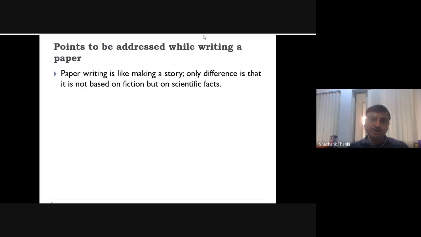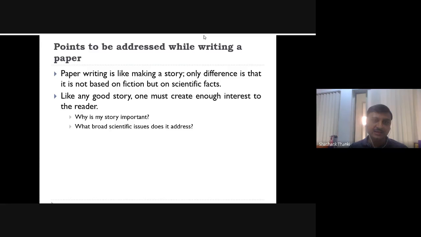Some of the important points to be addressed while writing a paper: it is like making a story, yes. The difference is it is not based on fiction. It is basically scientific facts. Why is my story important, what broad issue am I working on, and how are these issues being addressed through my research?